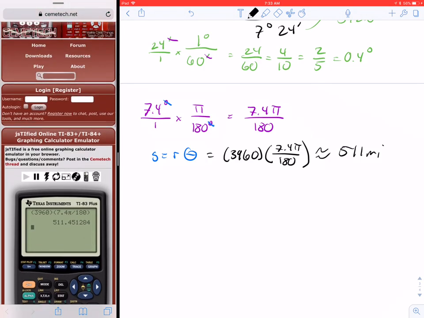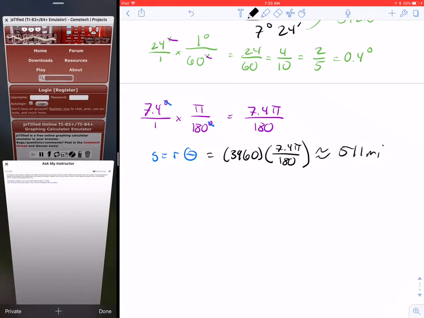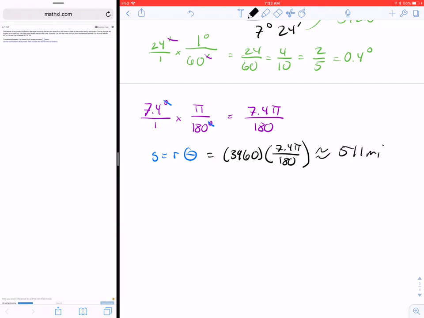So let's go back to Pearson, my math lab, and let's see if this works. To the nearest mile as needed, 511 miles. Okay, let's see. That's a reasonable result to get for a distance between two cities. 511. Cross our fingers. Fantastic. All right, that was it.